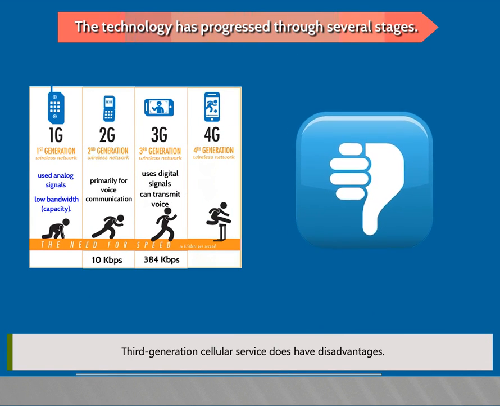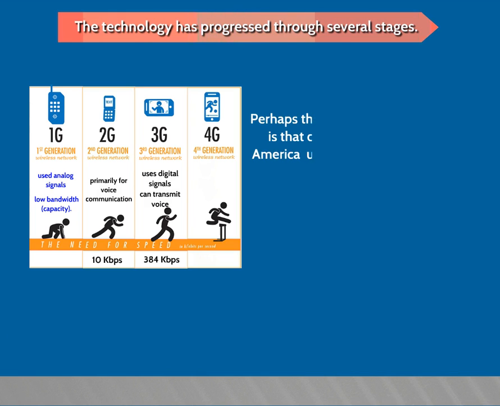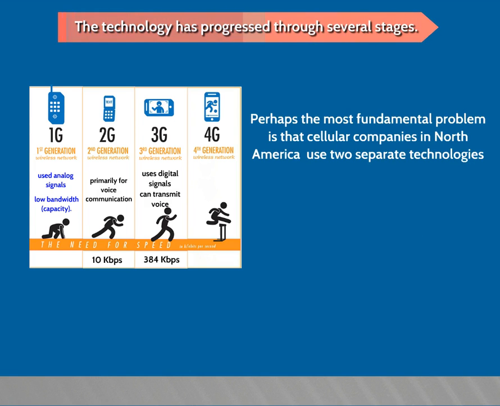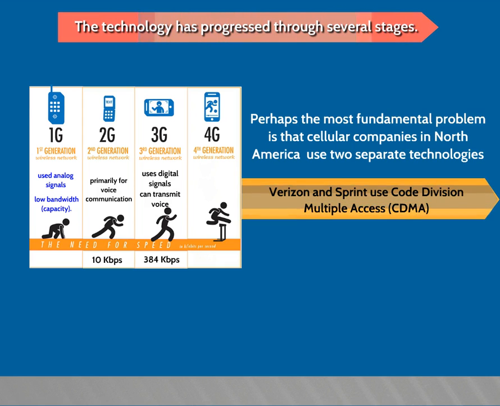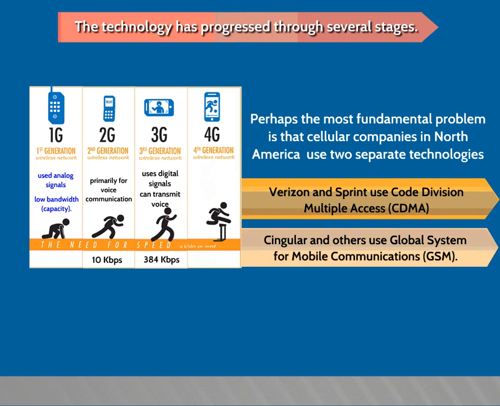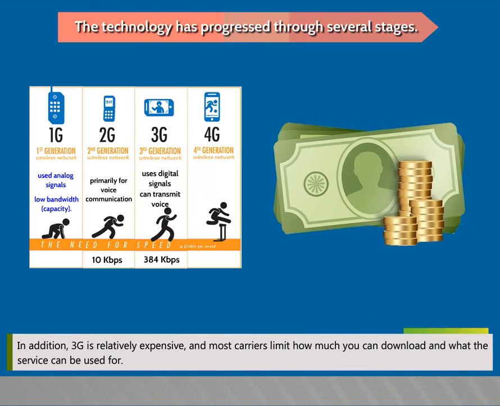Third generation cellular service does have disadvantages. Perhaps the most fundamental problem is that cellular companies in North America use two separate technologies. Verizon and Sprint use code division multiple access, that is CDMA. Cingular and others use global system for mobile communications, that is GSM. In addition, 3G is relatively expensive and most carriers limit how much you can download and what the service can be used for.